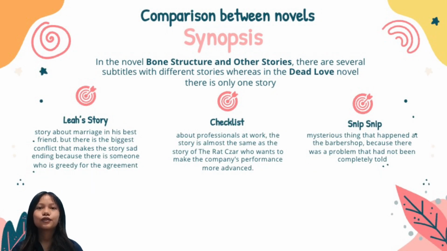Last Story. A story about marriage and his best friend. But there is the biggest conflict that makes the story a sad ending because there is someone who is greedy from the agreement. Checklist. About professionalism at work, the story is almost the same as the story of the art teacher who wants to make the company's performance more advanced. Snip Snip. A mysterious thing happened at the barber shop because there was a problem that had not been completely solved.